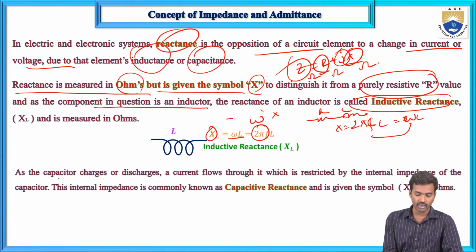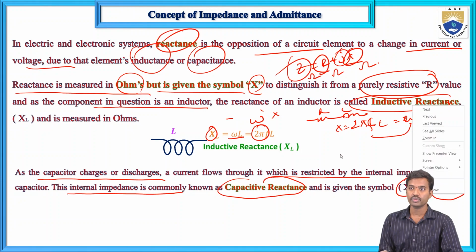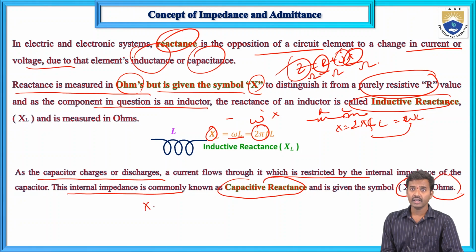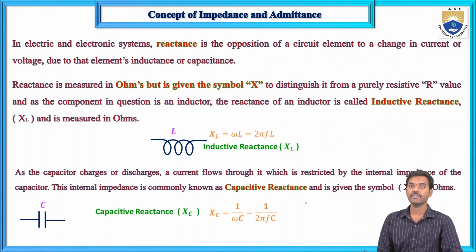What about the capacitive reactance? A capacitor charges or discharges, and a current flows through it, which is restricted by the internal impedance of the capacitor. That internal resistance is commonly known as capacitive reactance, represented by XC, and its units are ohms. This is the capacitor symbol. Capacitive reactance XC equals 1 by omega C, where omega means 2 pi F, so XC equals 1 by 2 pi FC.